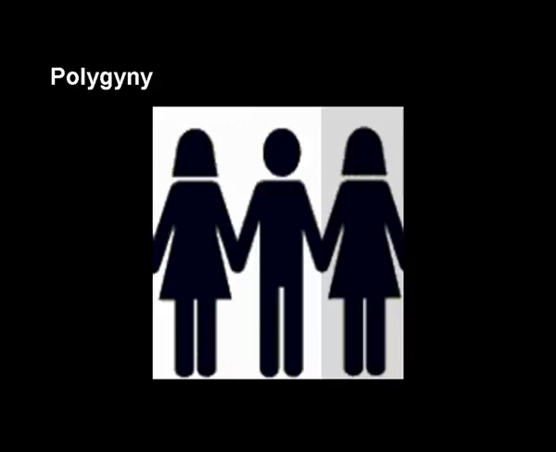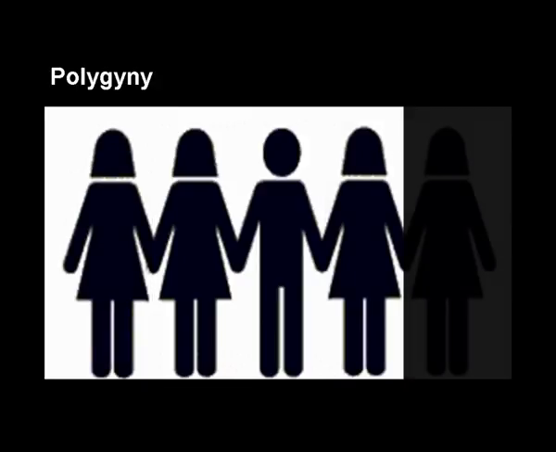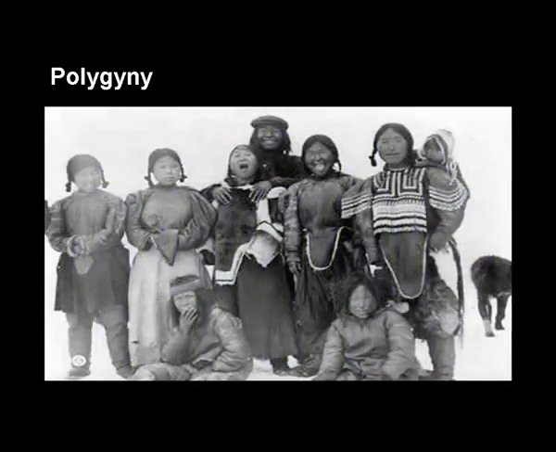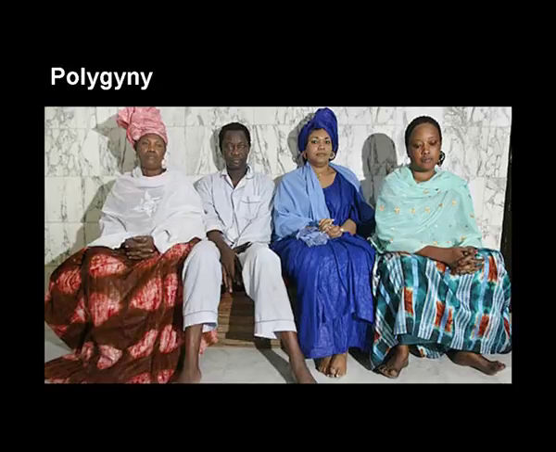If a man marries two or more wives at a time, it is known as polygyny. For example, Eskimo tribes, African Negroes. Polygyny is of two types, namely sororal polygyny and non-sororal polygyny.